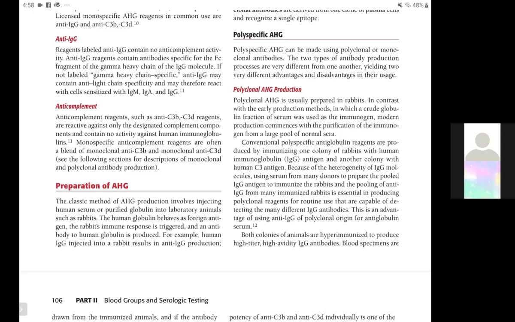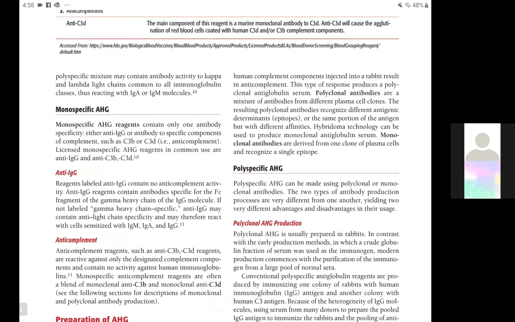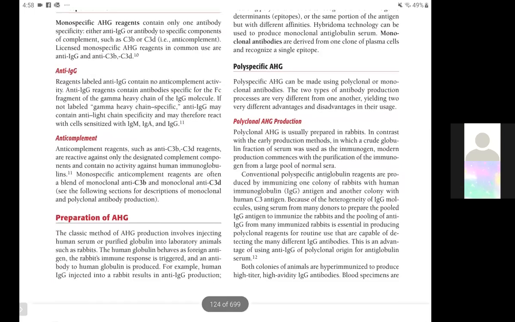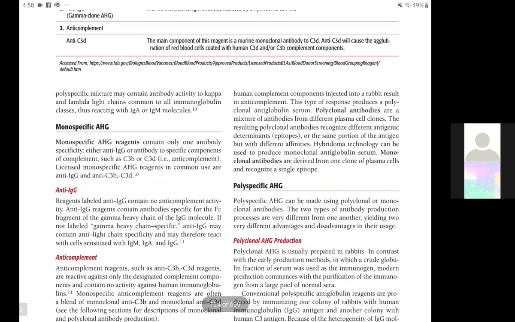This anti-human globulin from the rabbit can then be purified by absorbing out the heterospecific rabbit antibodies, and then diluting the resultant antibody to prevent the prozone phenomenon. Human IgG injected into a rabbit results in anti-IgG production, whereas human complement components injected into a rabbit result in anti-complement fraction.